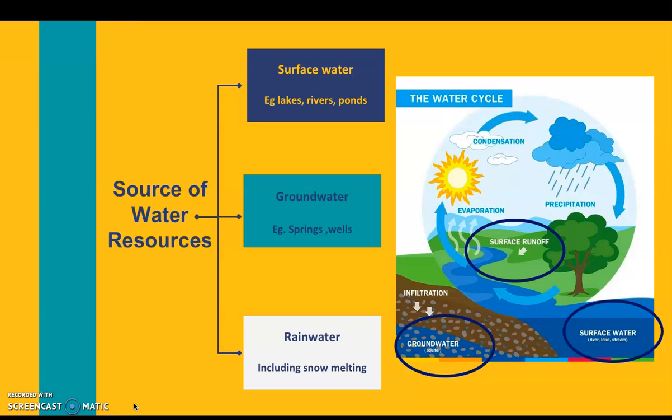Okay, from our previous lecture note, we learned that water resources come from three sources, which are surface water, groundwater, and rainwater. So, examples of sources from surface water are lakes, rivers, and ponds, while from groundwater are springs and wells. For rainwater, besides rainwater itself, it can be from snow melting.